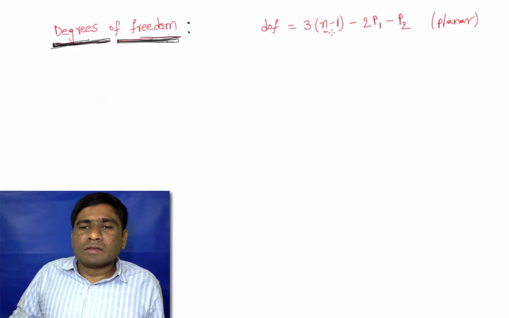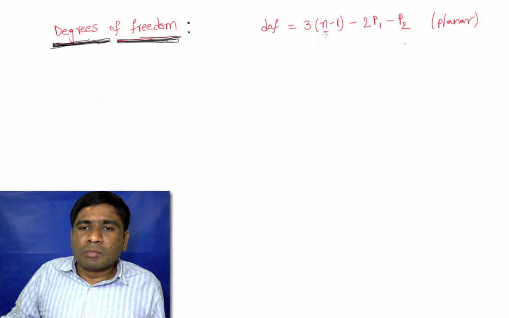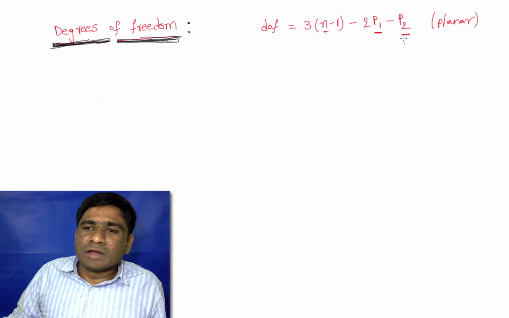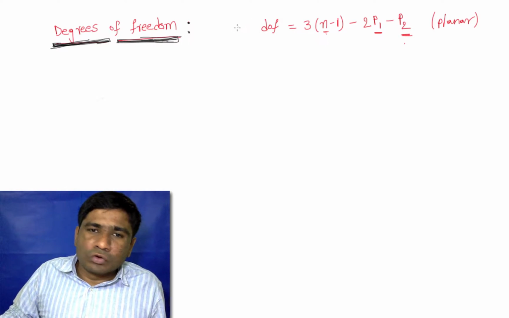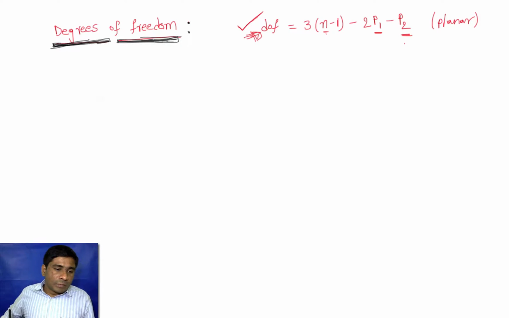Here n is the number of links in a mechanism, and what is p1 and what is p2? So we will define that one, and there is no need to memorize it. We would derive this particular equation by considering a set of examples.